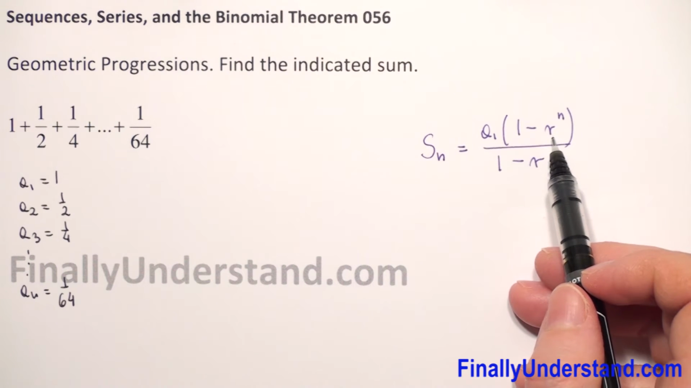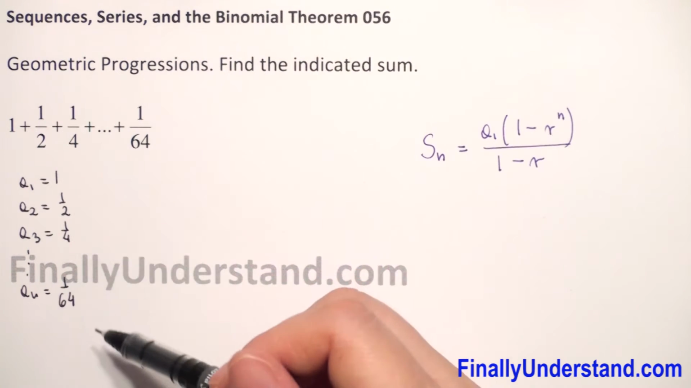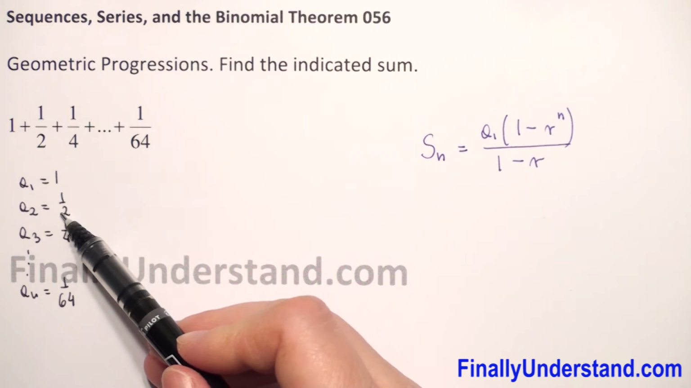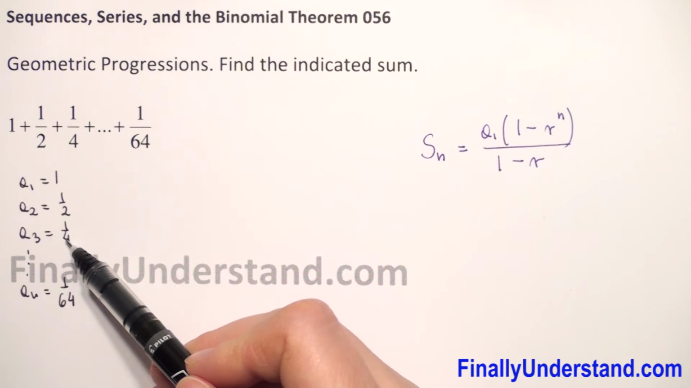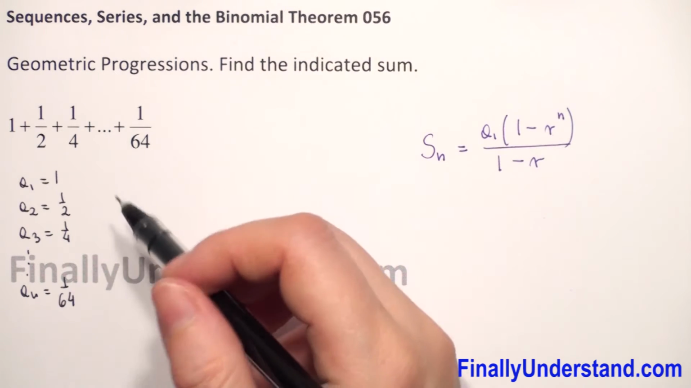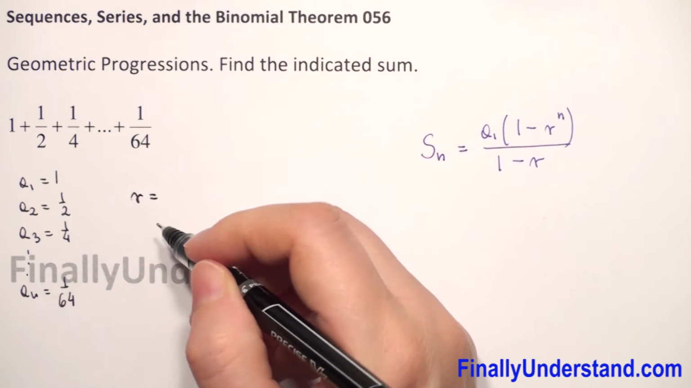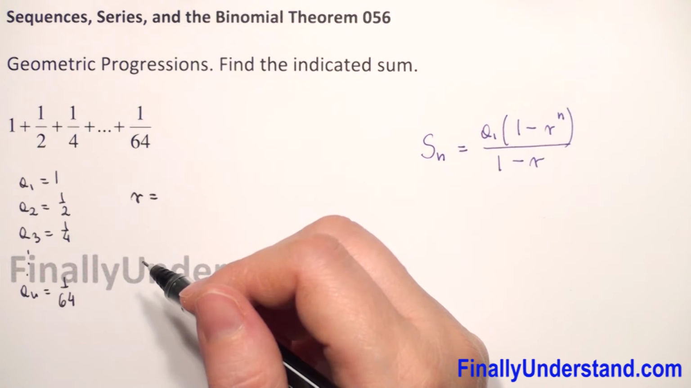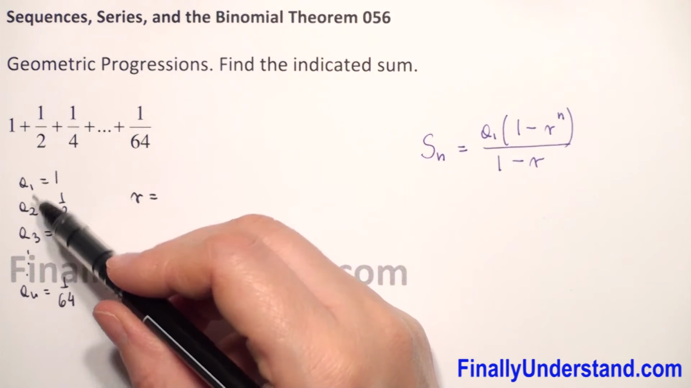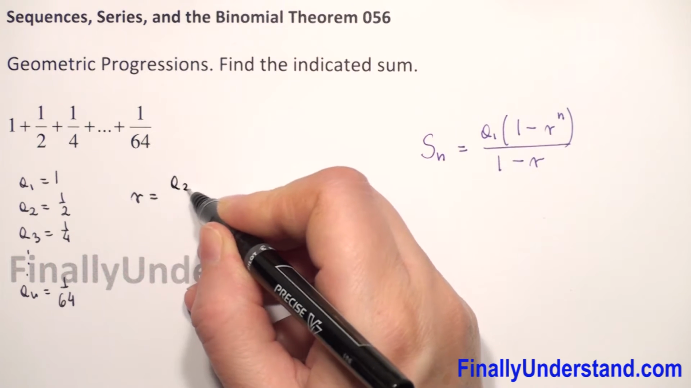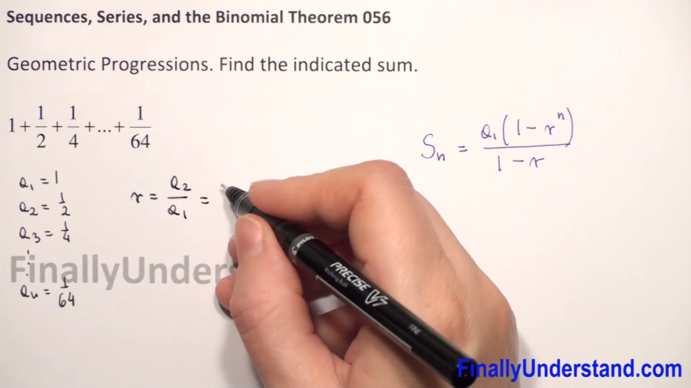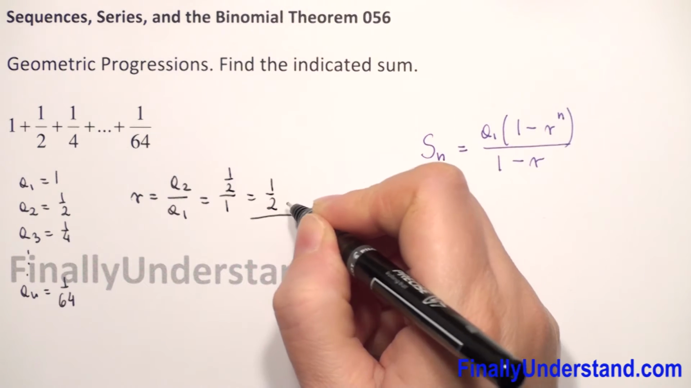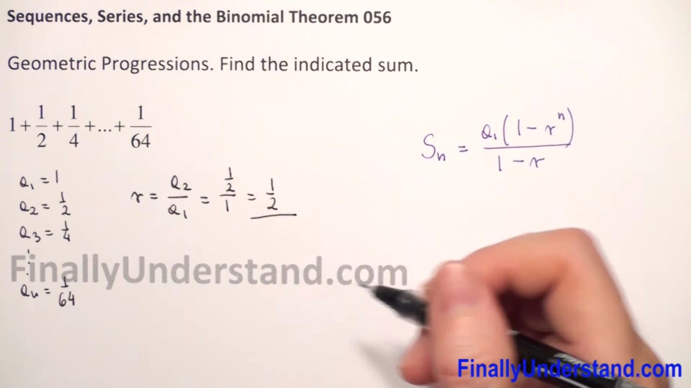What is r in a geometric progression? It is the constant number by which we multiply the first term to get the second term, to get the third, and so on. To calculate this r, we take two consecutive terms and divide the second one by the first. So let's use the second and first: a2 over a1. This is equal to 1/2 divided by 1, so this is 1/2. We have r, the common ratio.